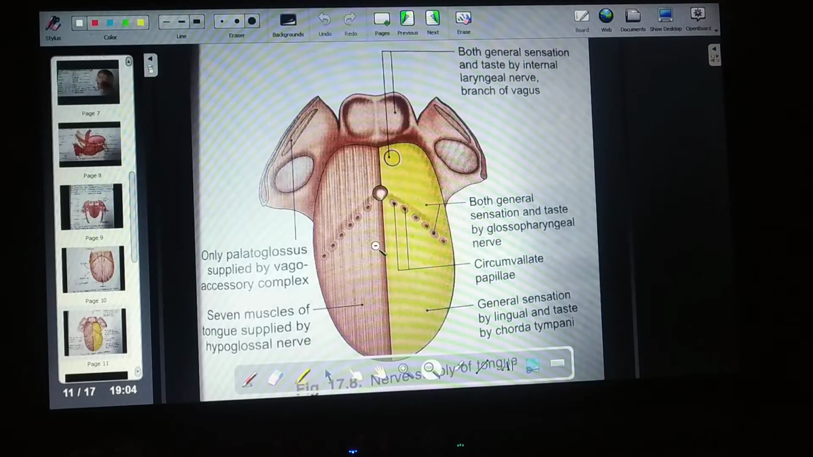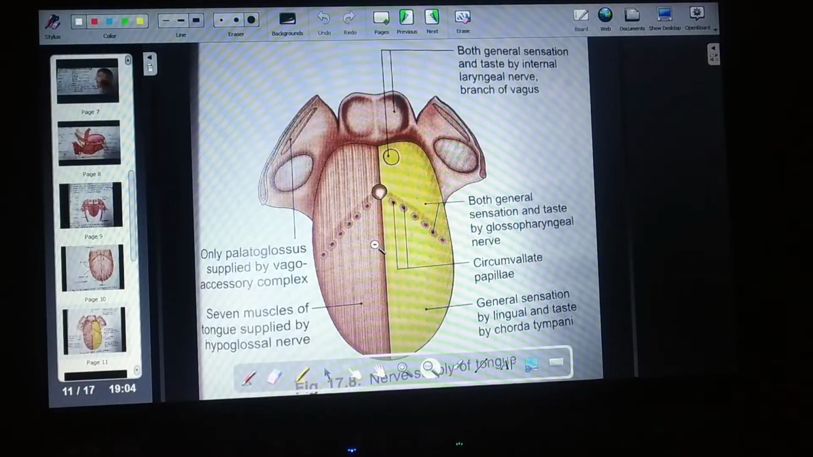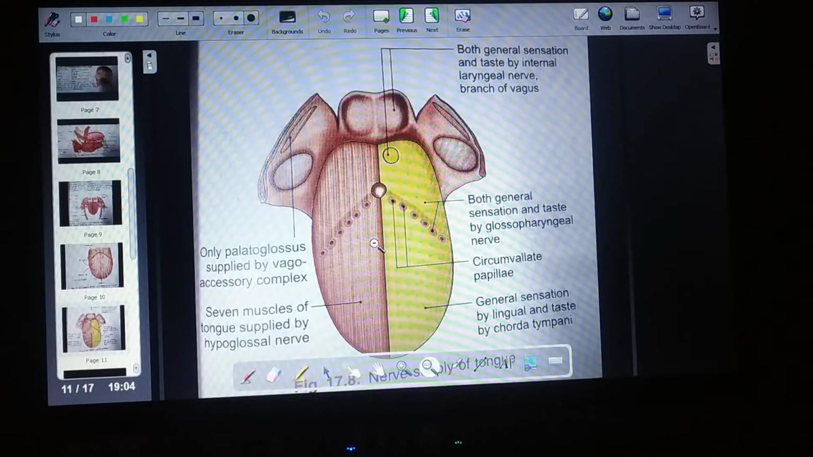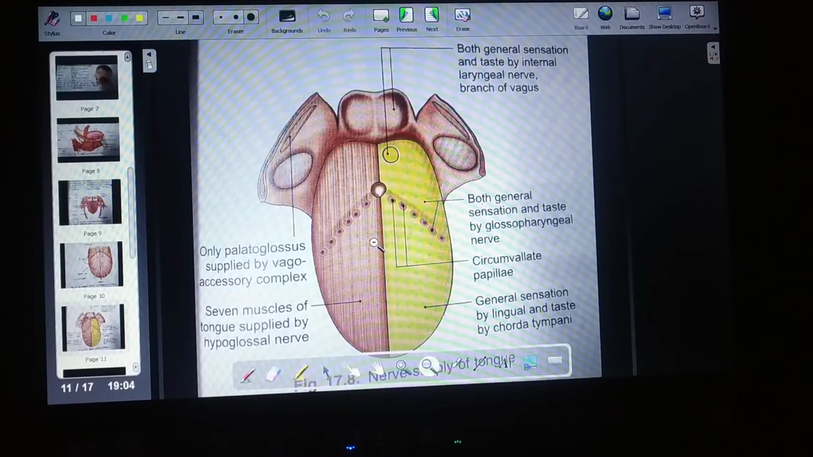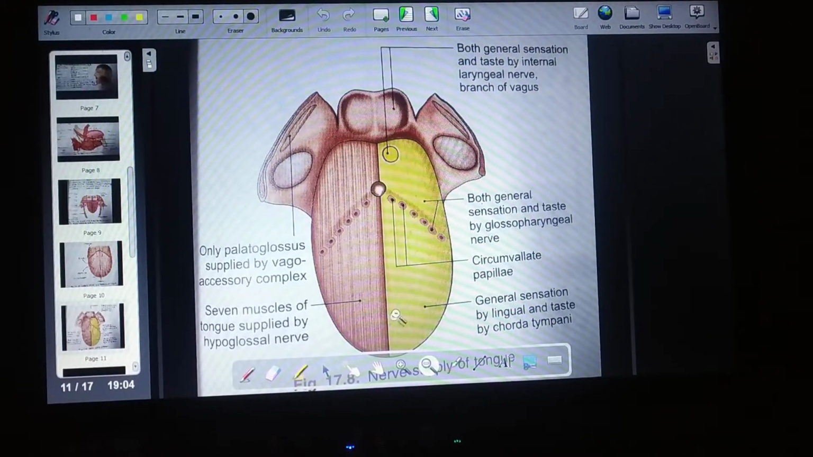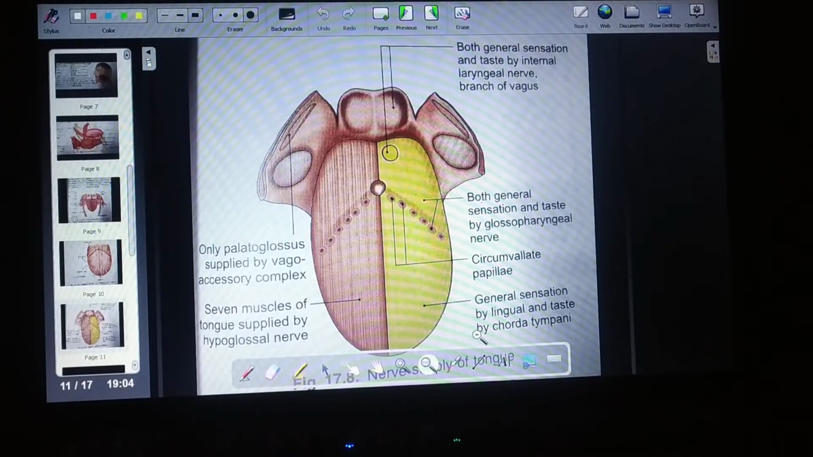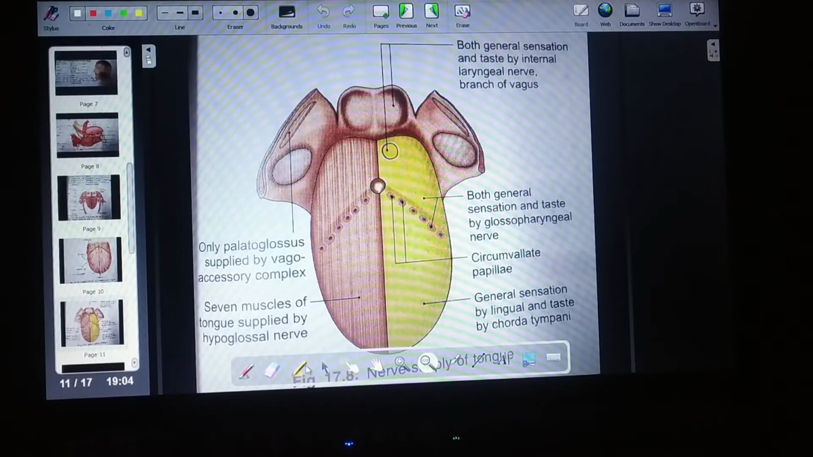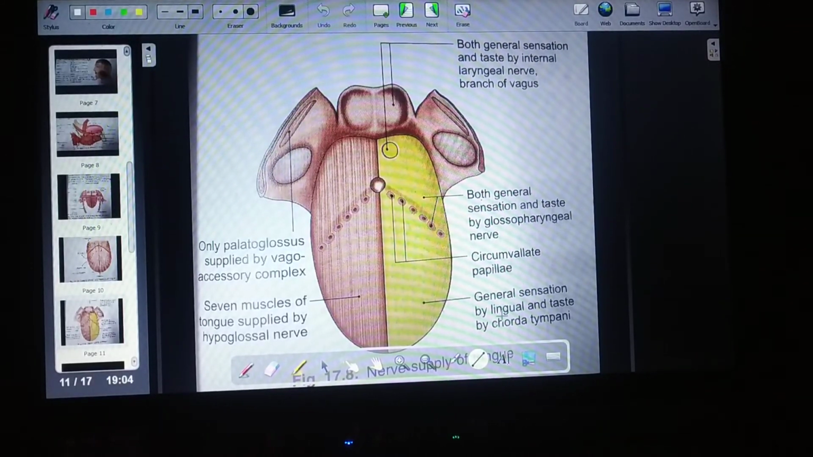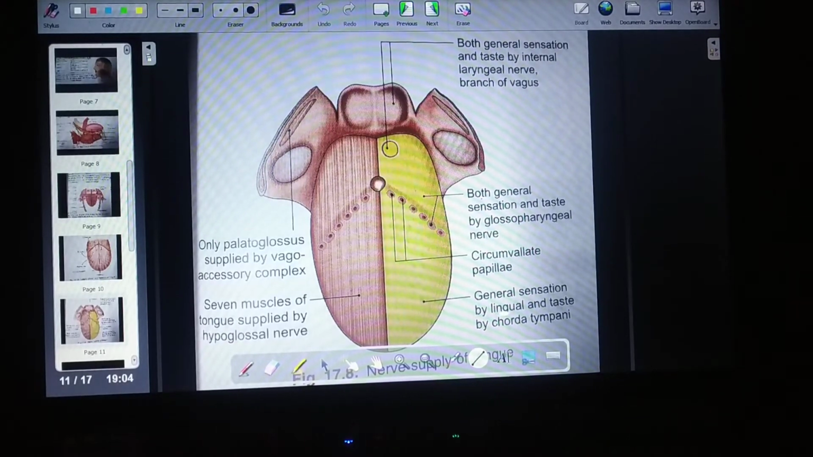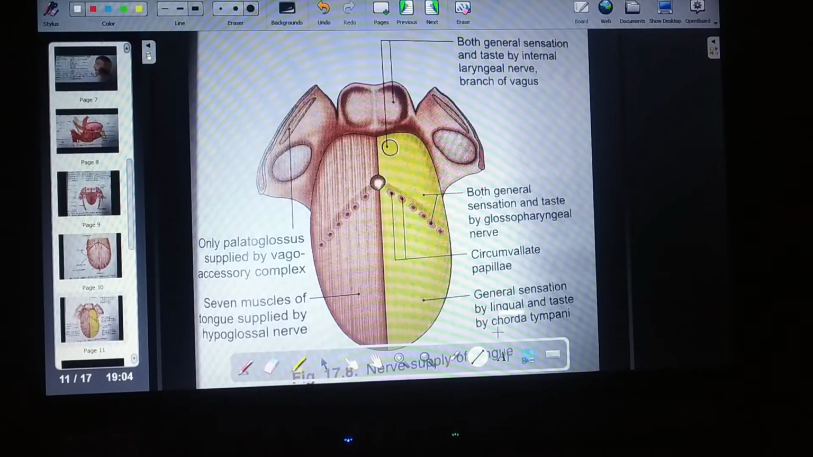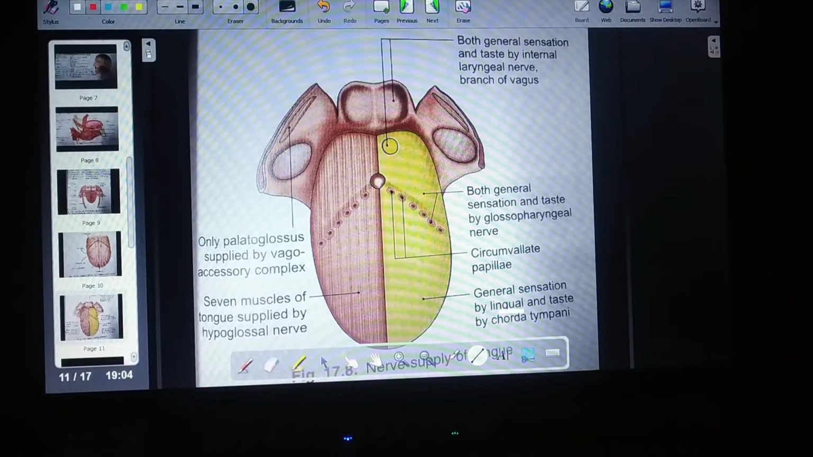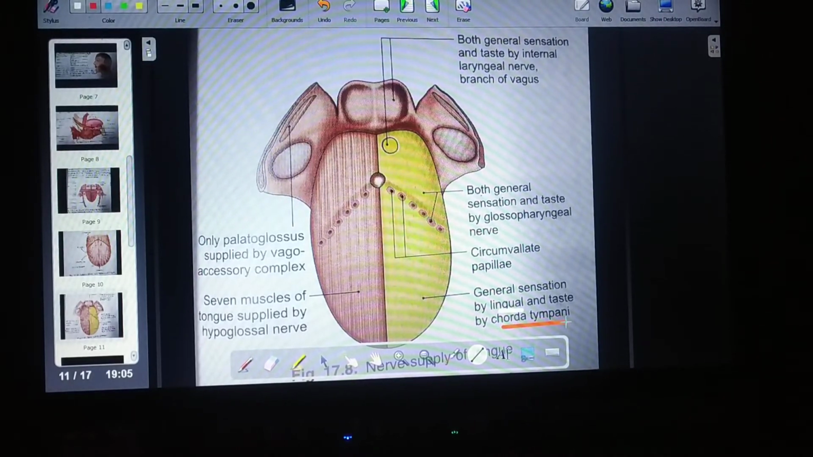So this diagram is actually an important one. Why? Just because this is telling me about the nerve supply and which nerve will supply. If I talk about the anterior part, general sensation is given by the lingual nerve. But if I talk about the taste sensation, it is by the chorda tympani. So the lingual nerve is for the general sensation, as well as, for the taste sensation, the chorda tympani in the anterior part.